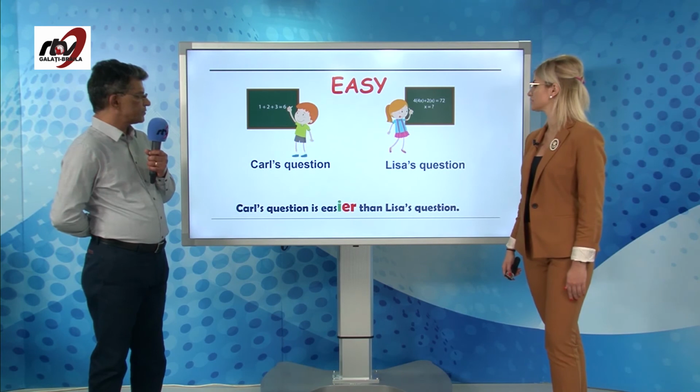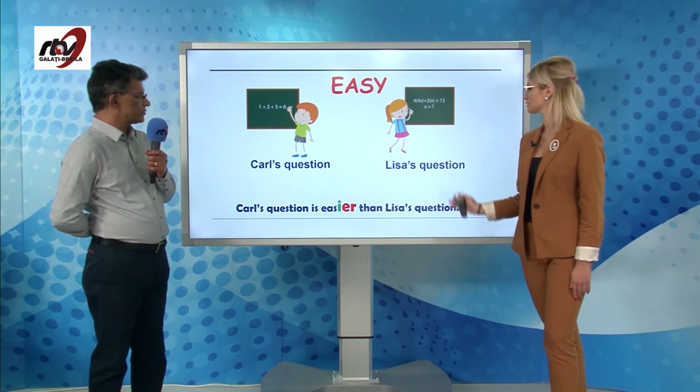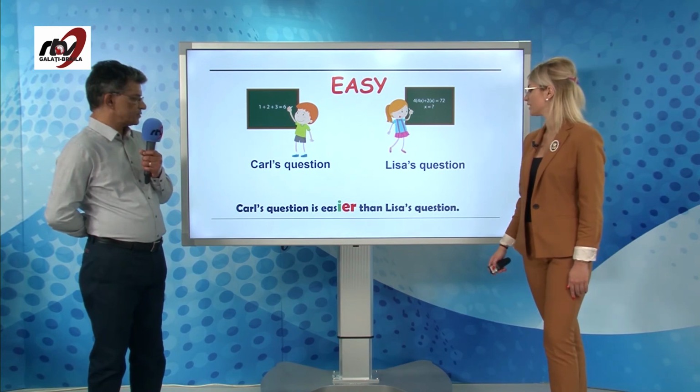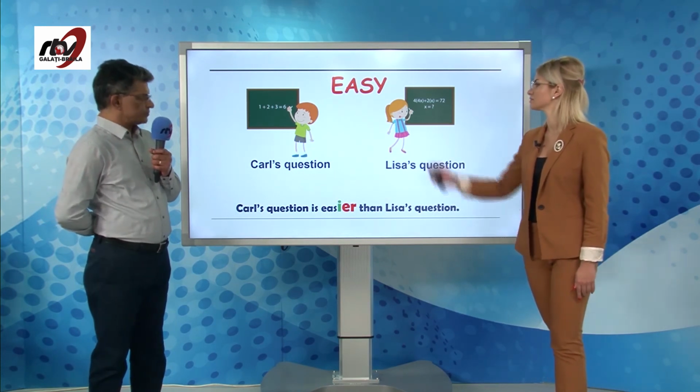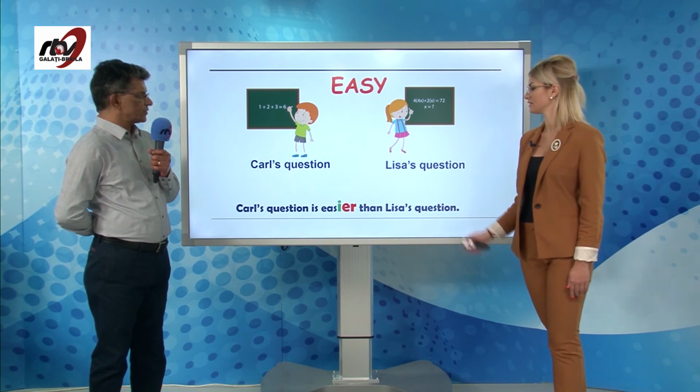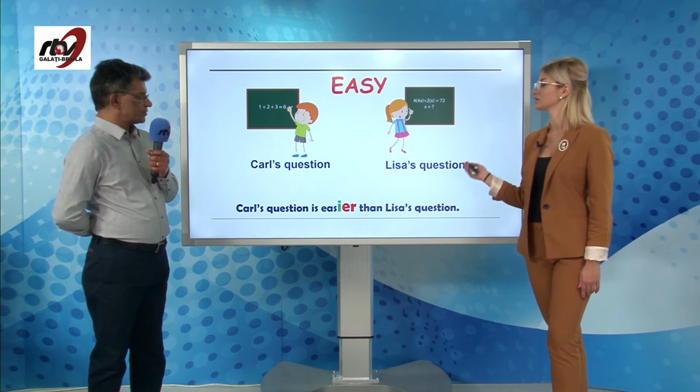Here we're going to compare some questions. Carl's question and Lisa's question. Carl's question is easier than Lisa's question. So the Y becomes I. And after that we add ER at the end.